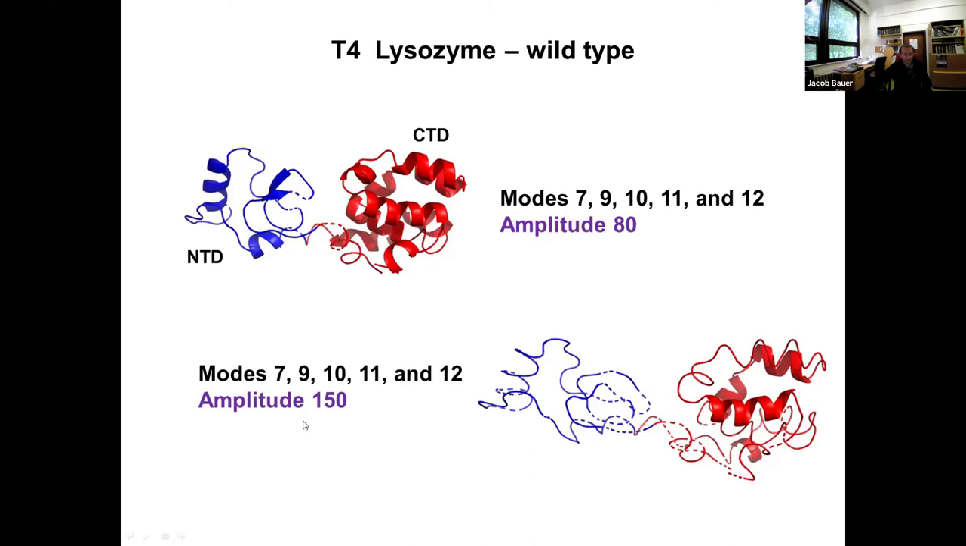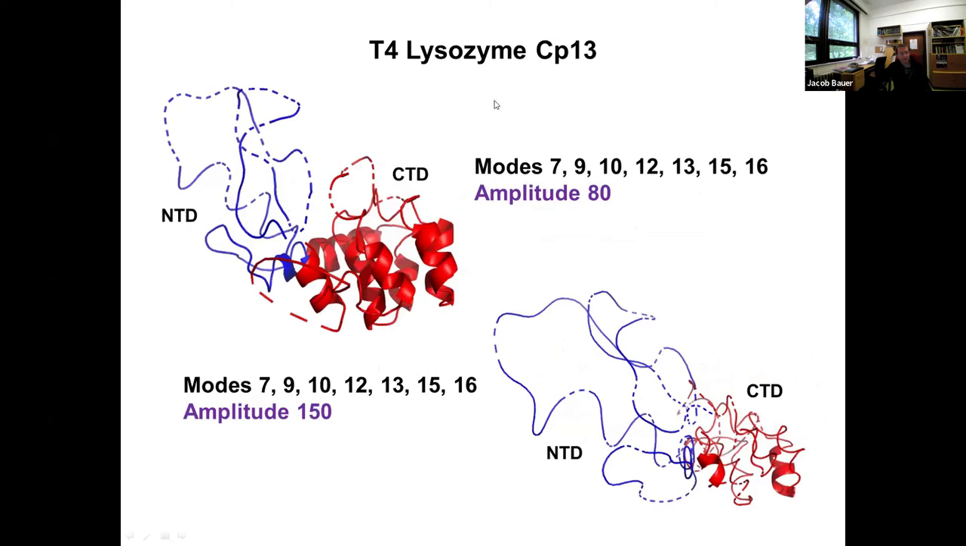If I increase the amplitude to something that's probably physically unreasonable, I get a physically unreasonable structure, but I do see that the N-terminal domain has come apart before the C-terminal domain. But you can still see some internal structure here. If I do the same analysis on the circularly permuted mutant, at the moderate amplitude distortion, the N-terminal domain has come apart almost completely. There is not too much structure left to it. And at 150 amplitude, it has come apart completely and just looks like a mess.